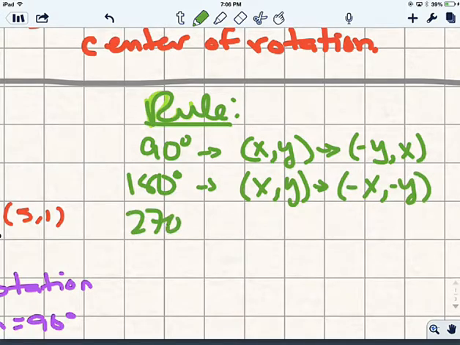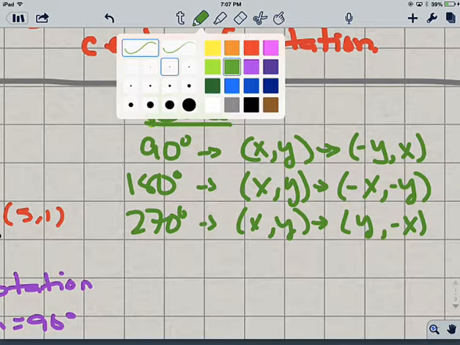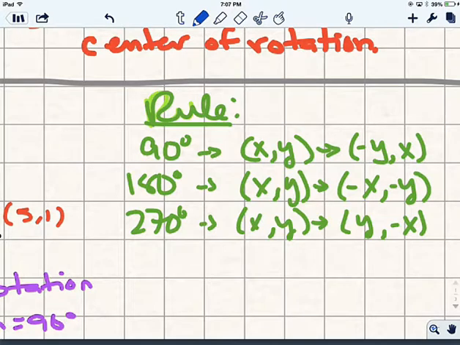And 270 degrees, you're traveling from (x, y) to (y, negative x). So if we're wondering where I'm getting all of that, that's just something I had memorized a long time ago. You can look it up and find those rules really quick. But I'm going to make a side note here that these are extremely limited again.